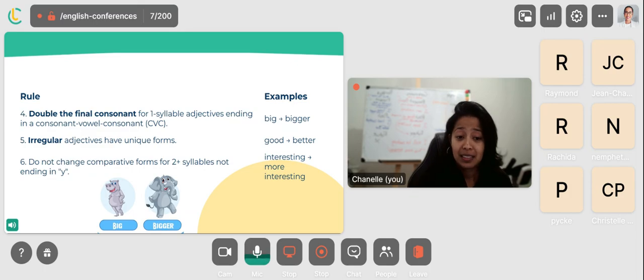Irregular adjectives have unique forms. That means we need to learn them off by heart. For example, good and better. We do not change comparative forms for two syllables or more ending in y. So for example, interesting becomes more interesting.